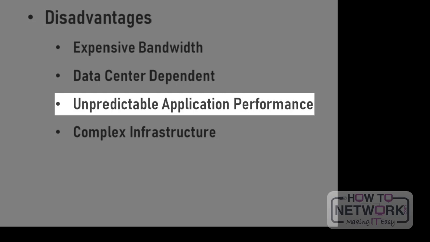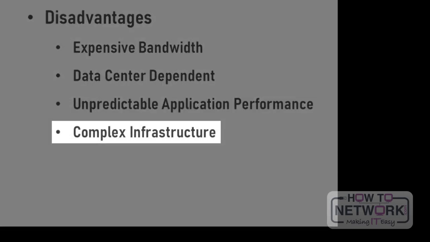Expect unpredictable application performance with traditional WAN. Application traffic over internet links lacks SLAs for predictable performance. Every change in the application quality of service requires manual changes across the branches and the data center.